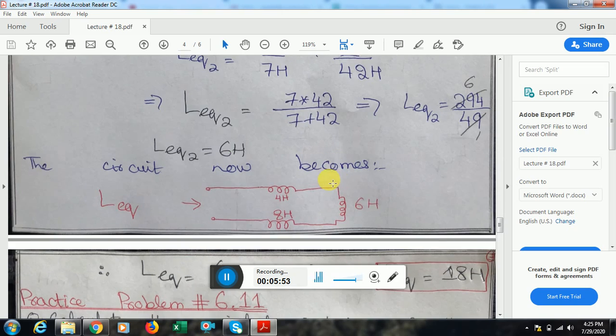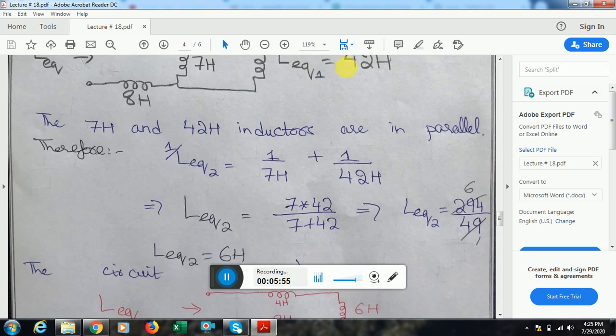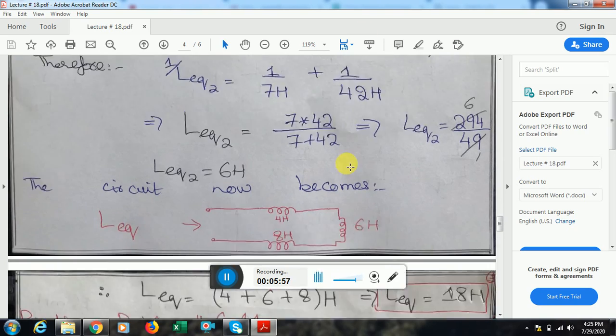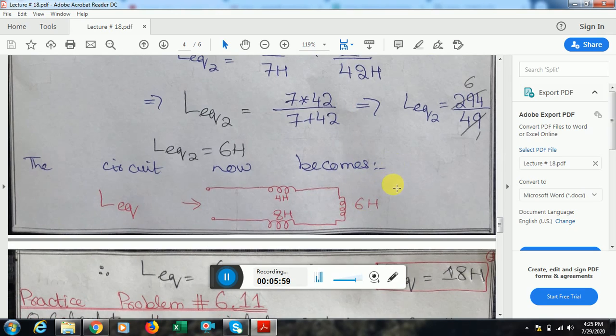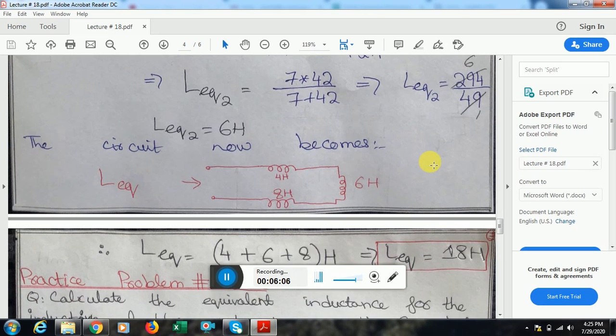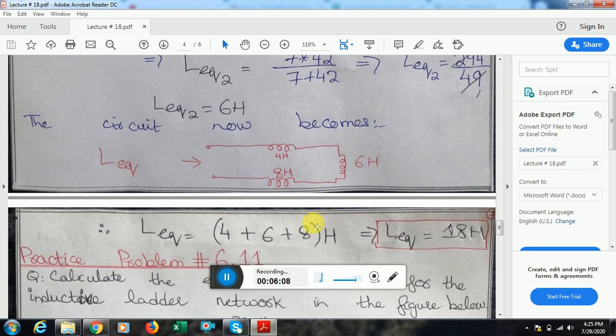Now replace this combination, these two, by the 6 Henry resultant equivalent inductance in the given circuit. We see that between these two terminals, this 4 Henry, 6 Henry and 8 Henry are all in series with each other. So we take the sum of all of them, and this is the equivalent inductance at these two terminals, which is 18 Henry.